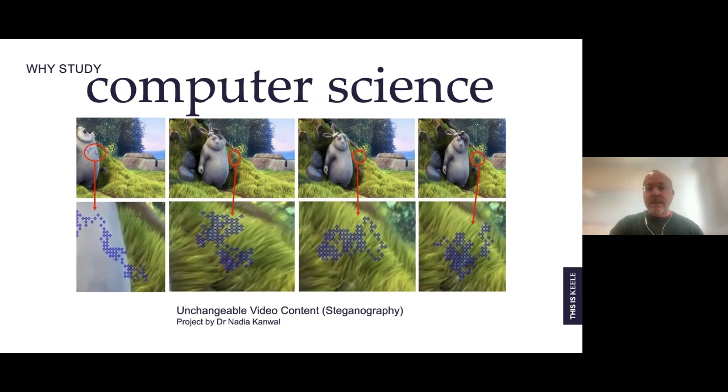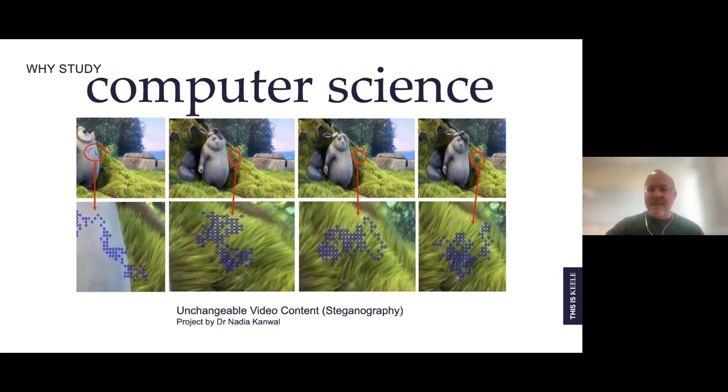So for instance, in this case, I'm presenting a project on another topic, and this project in particular was supervised by my colleague Nadia Kanval. She's one of the lecturers in computer science, and her area of expertise is in computer vision and cybersecurity. And in this case, this is part of her research and was used for a student project, and it's about steganography. Steganography is a very complicated word, but the concept is basically hiding information in plain sight.